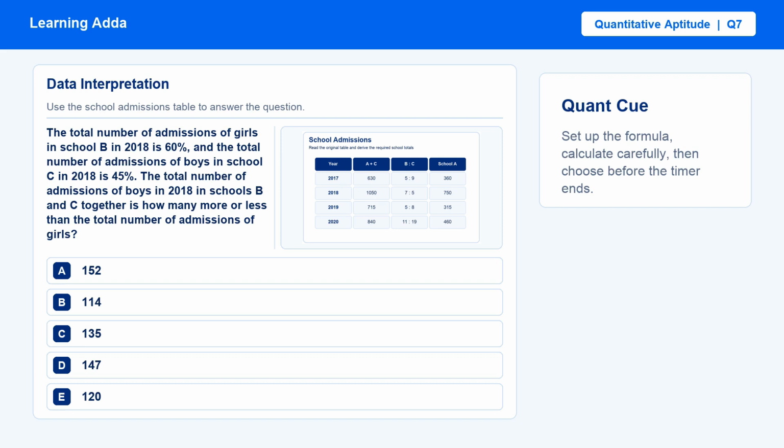Question 7. The total number of admissions of girls in School B in 2018 is 60% and the total number of admissions of boys in School C in 2018 is 45%. The total number of admissions of boys in 2018 in Schools B and C together is how many more or less than the total number of admissions of girls? Option A, 152. Option B, 114. Option C, 135. Option D, 147. Option E, 120. The timer starts now.